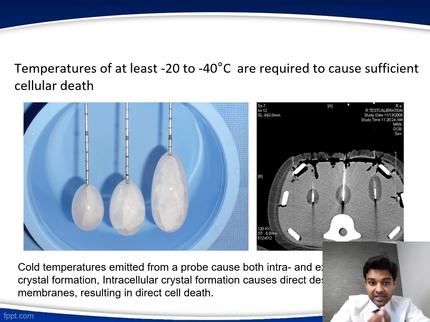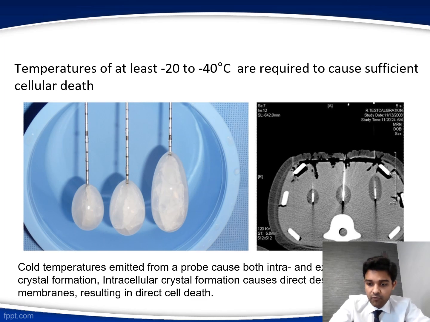Temperatures of at least -20 to -40 degrees are required to cause sufficient cellular death. Cold temperatures emitted from the probe cause both intra and extracellular ice crystal formations. As you can see over here, both intracellular and extracellular ice crystal formations cause direct destruction of cellular membranes, resulting in direct cell death. Ablation occurs in tissue that has been frozen by at least 3 mechanisms.